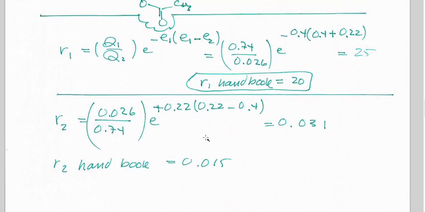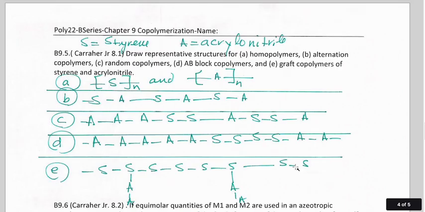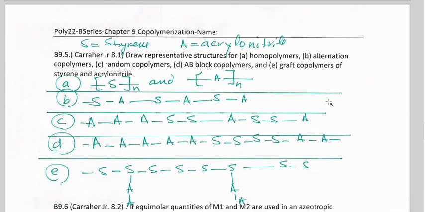And we look at the textbook, we can look at the polymer handbook, and we see the numbers are very close to the experimental value. For the first one, we calculate R1 as 25. The experimental value is 20. For the second one, we calculate it as 0.031, a little bit higher than the handbook. The handbook is 0.015.